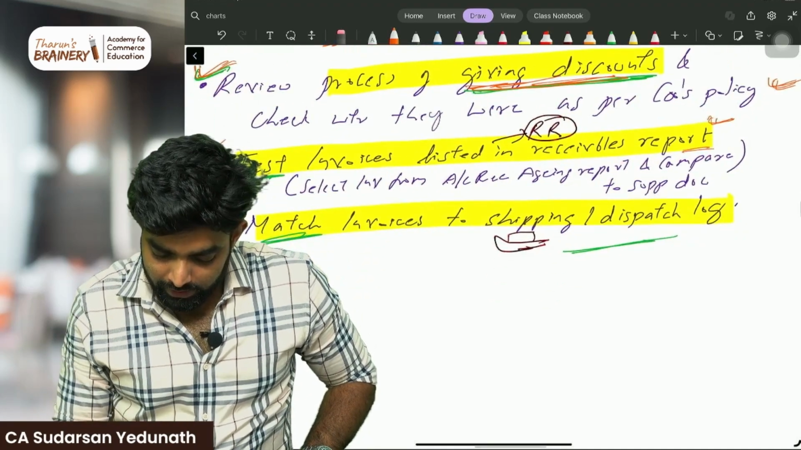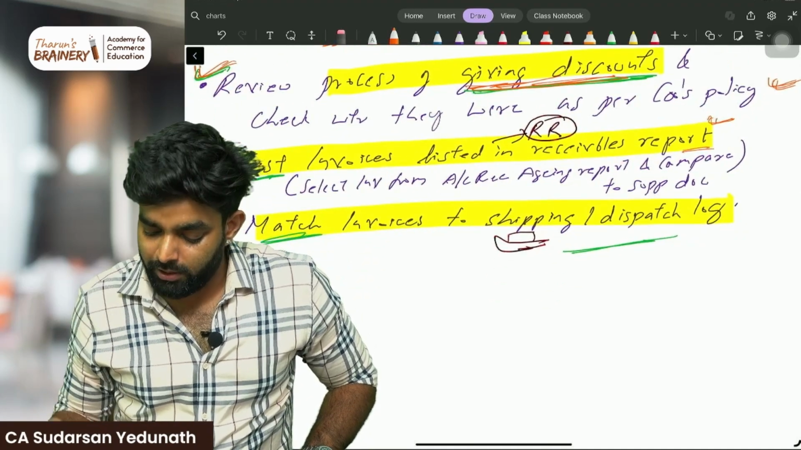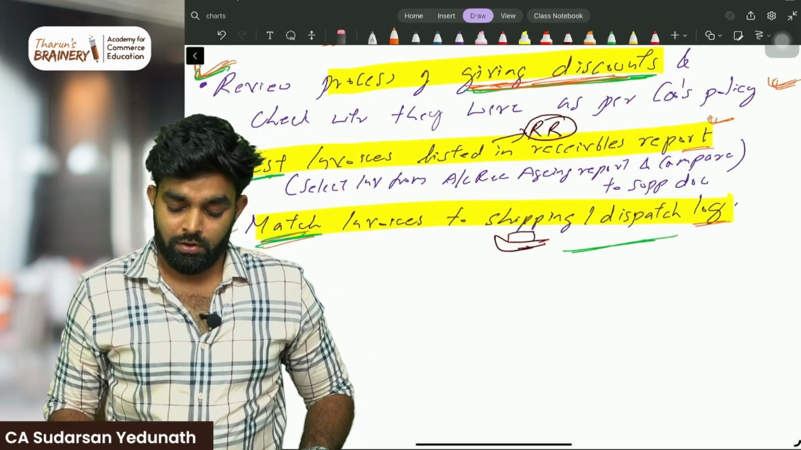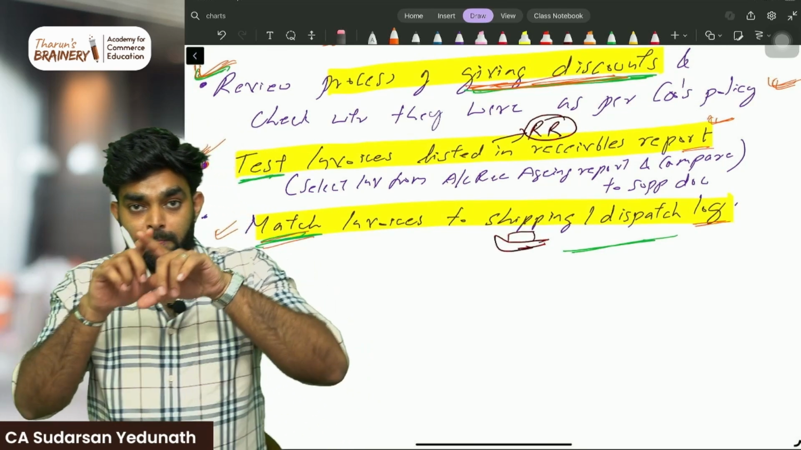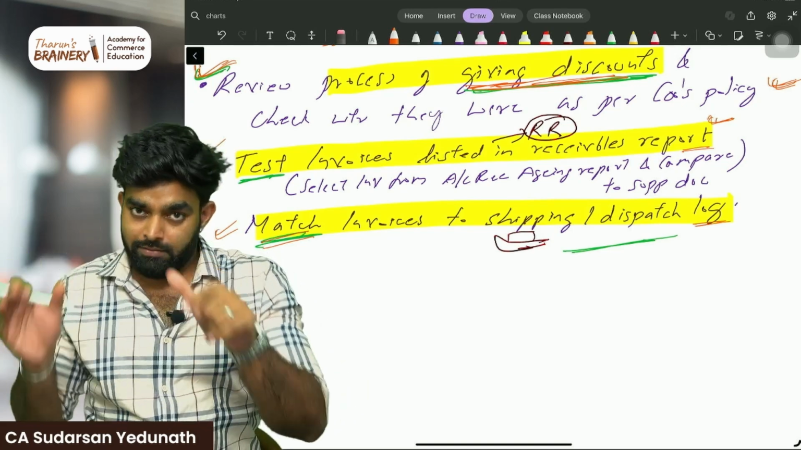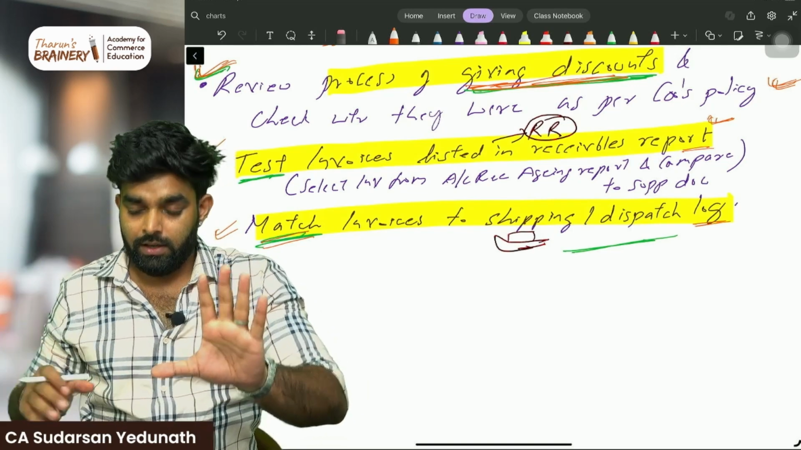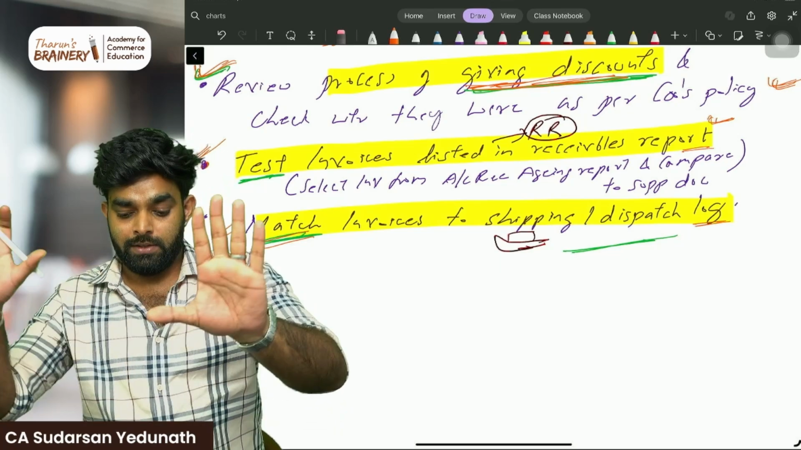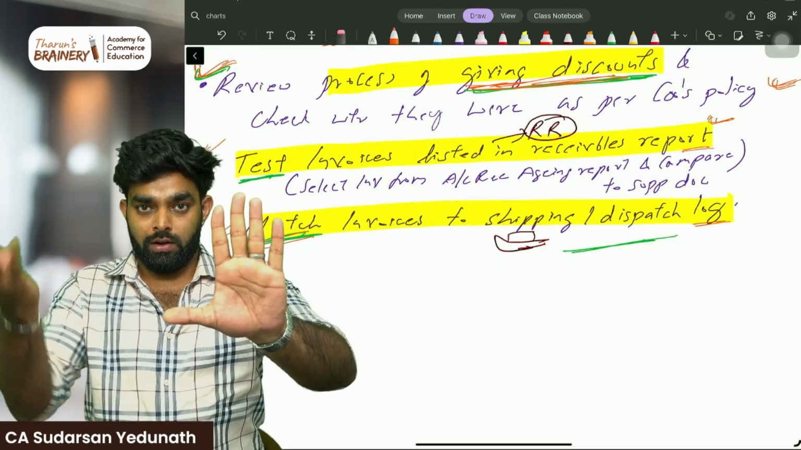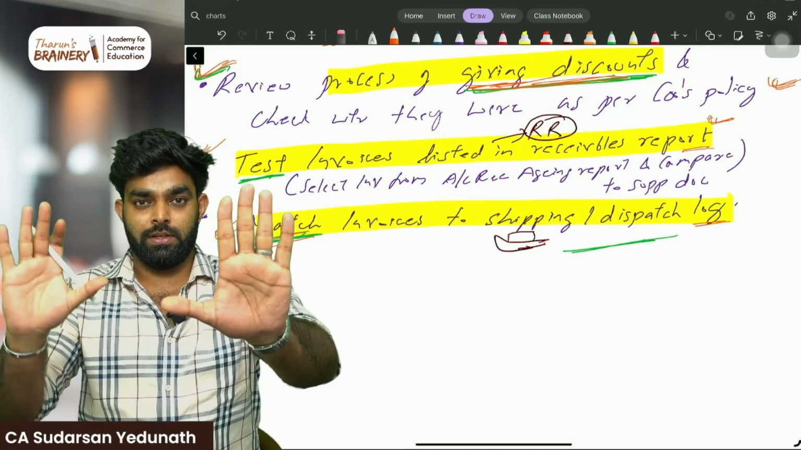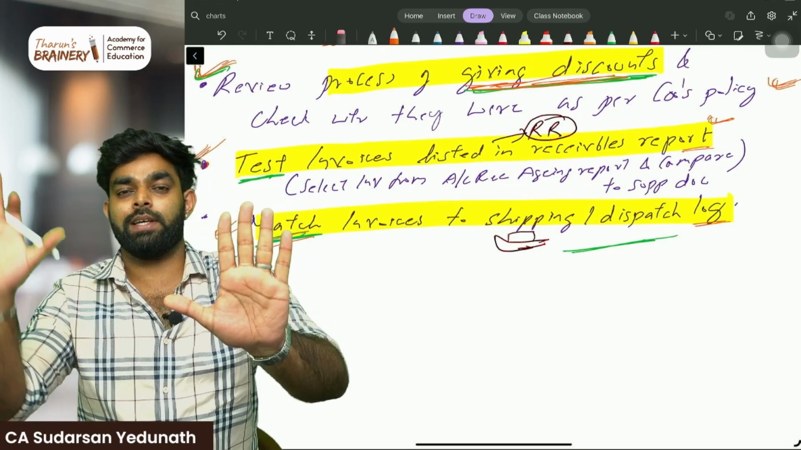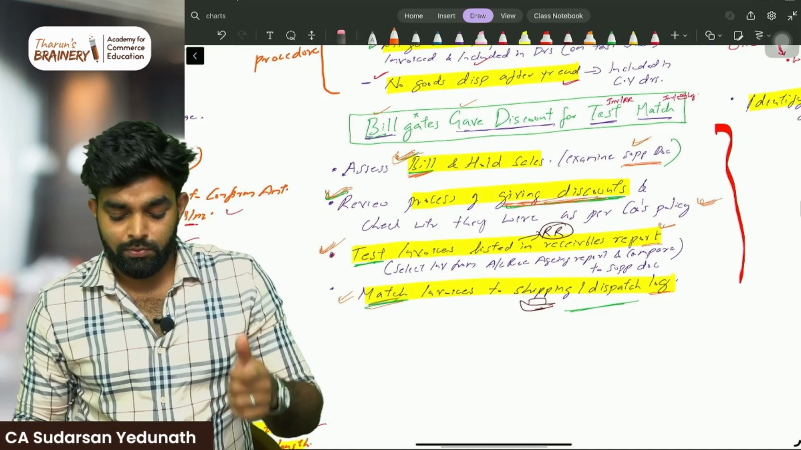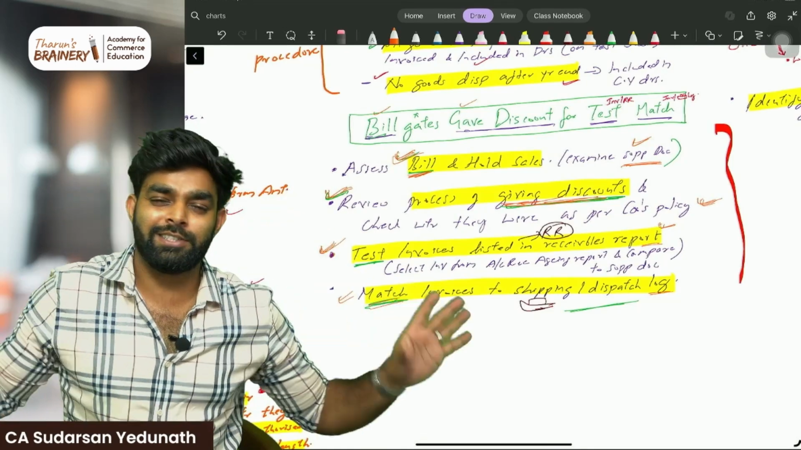Then match invoices to shipping documents, the shipping or dispatch log. When you are selling something, you will have the invoice. Then when you are shipping the goods, there is something called a shipping or dispatch log, a register or something. You have to match with this whether the items in the invoice have actually been shipped. You have to match and see. Okay, compare this. So that is what we call Bill Gates gave discount for test matches.